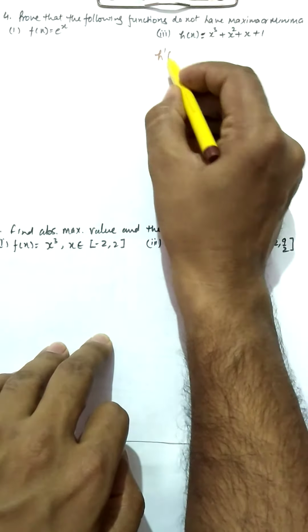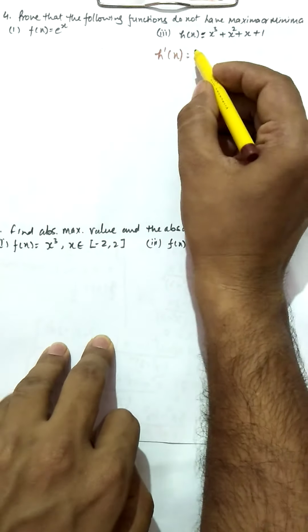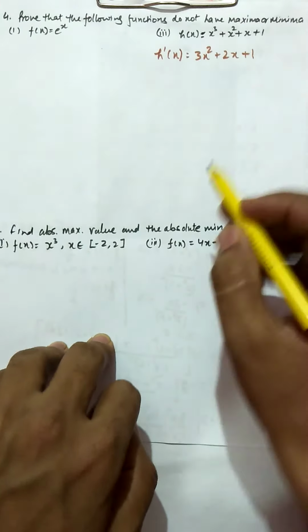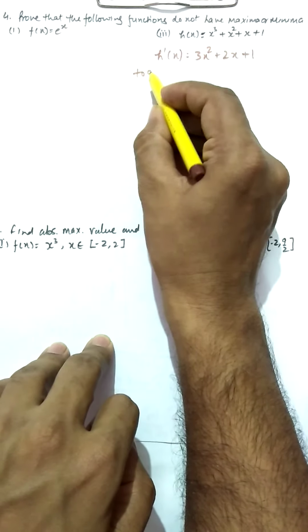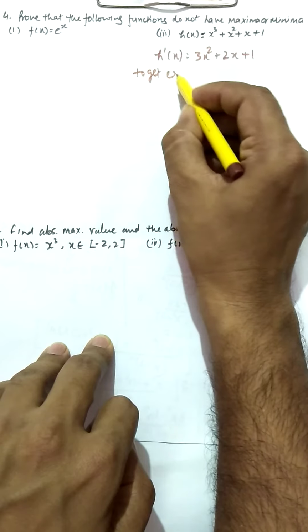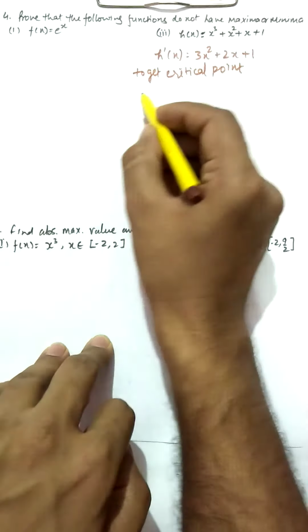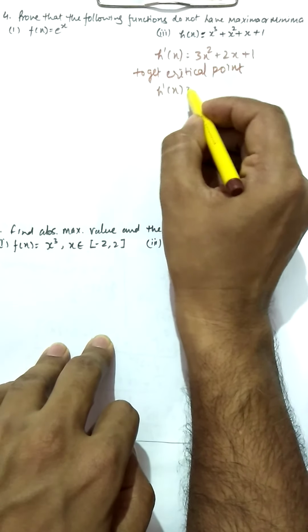So we'll find h dash x, this is 3x square plus 2x plus 1. So to get the critical point, we put h dash x equal to 0.